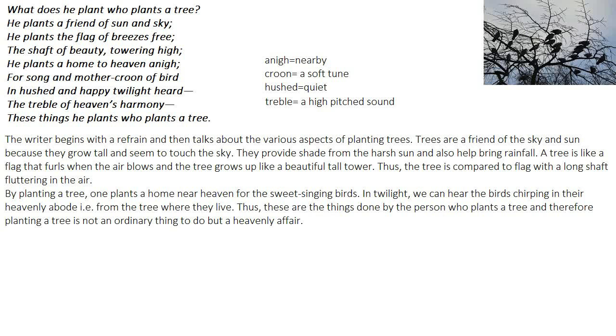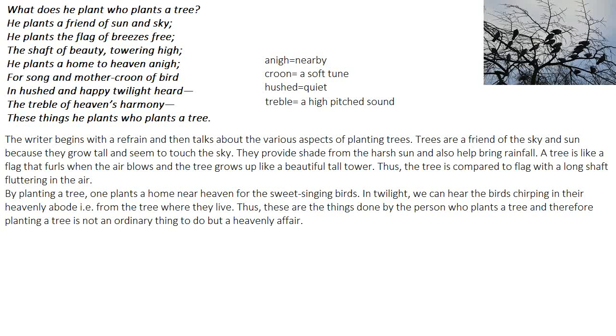Okay, he plants a friend of sun and sky. So by planting a tree, he's planting a friend of the sun and the sky. Why is the tree the friend of the sun and the sky? The writer begins with the refrain and then talks about the various aspects of planting trees. Trees are a friend of the sky and the sun because they grow tall and seem to touch the sky. Okay, so the trees grow tall. It's like they're reaching up to the sky to hug them.